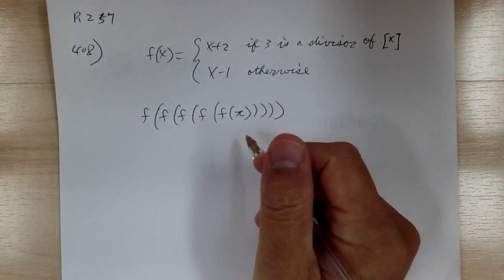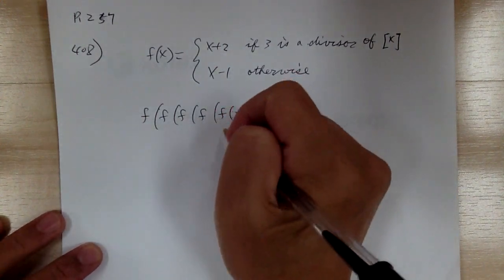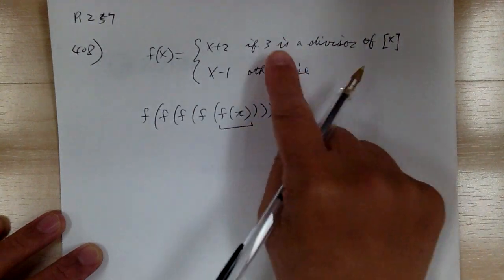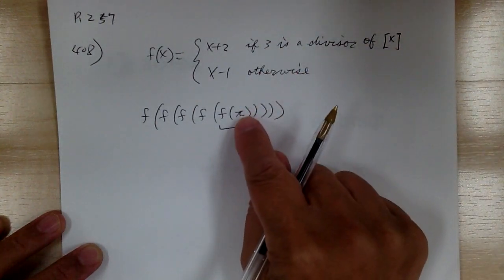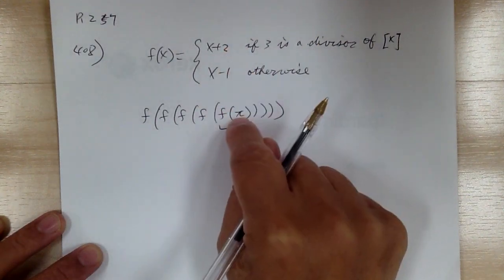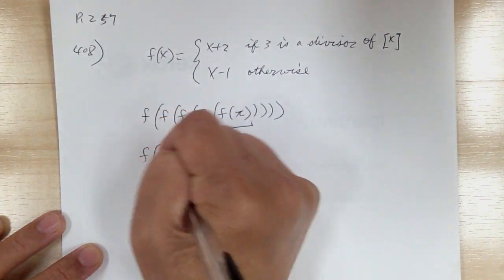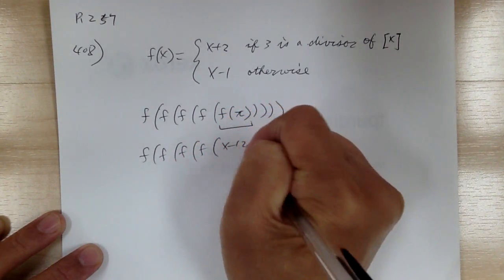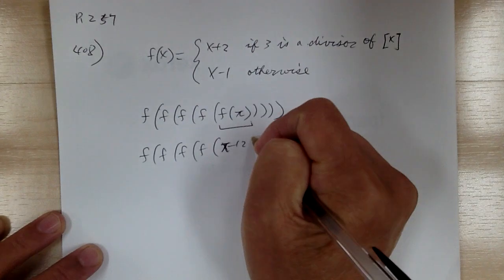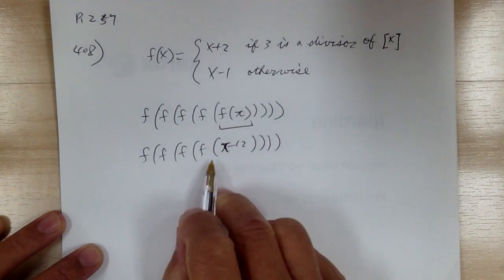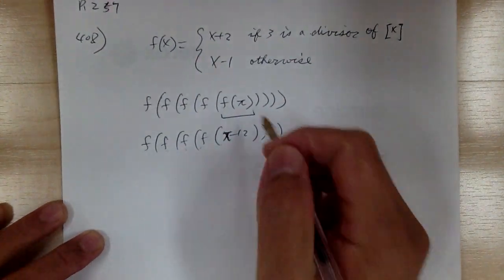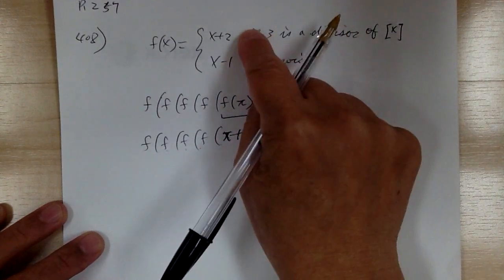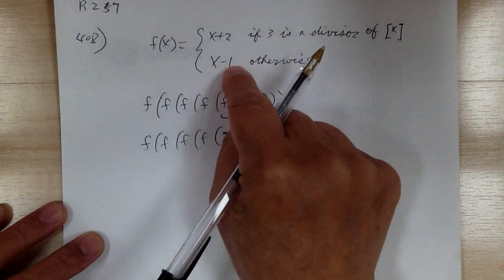Okay, so again, you have to work these things out. So f of pi ends up with pi plus 2, because 3 is a divisor of the greatest integer of this. So you have to use this function. The first one, you have to use this one. So you can line things up. So this becomes x plus 2, or pi plus 2. And now this is no longer true, so you have to use this one. So you have to minus 1.